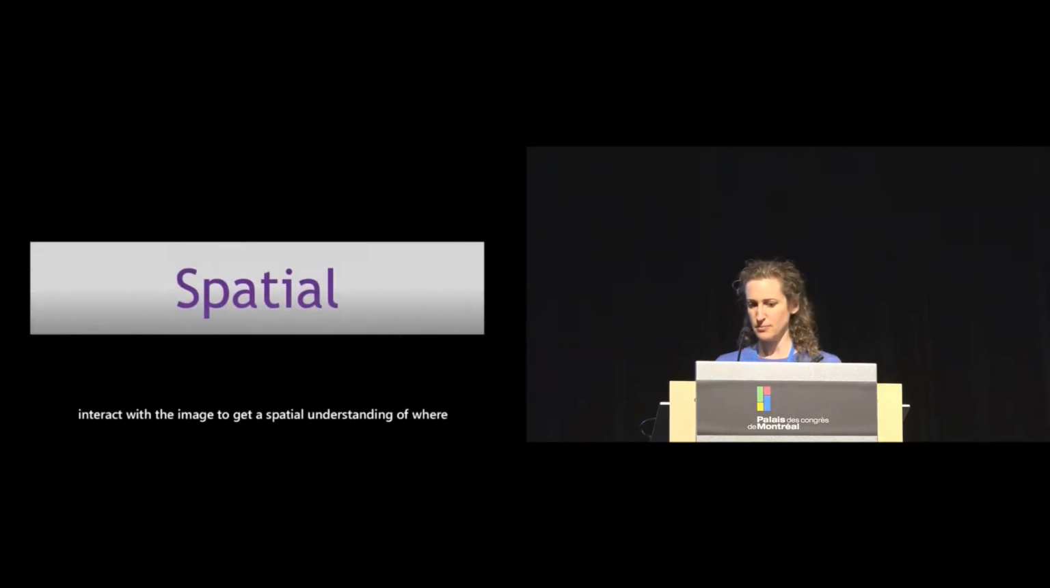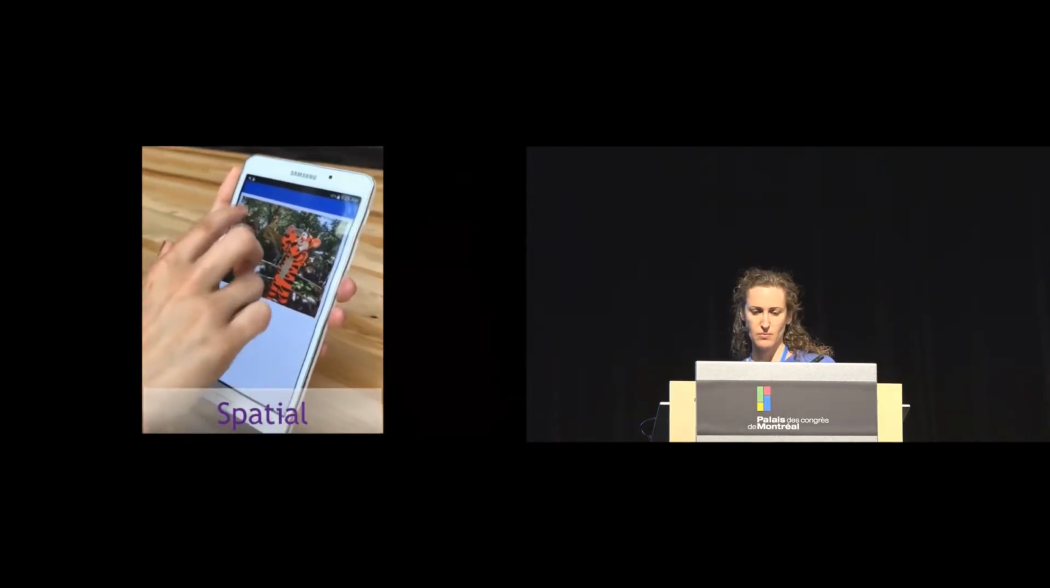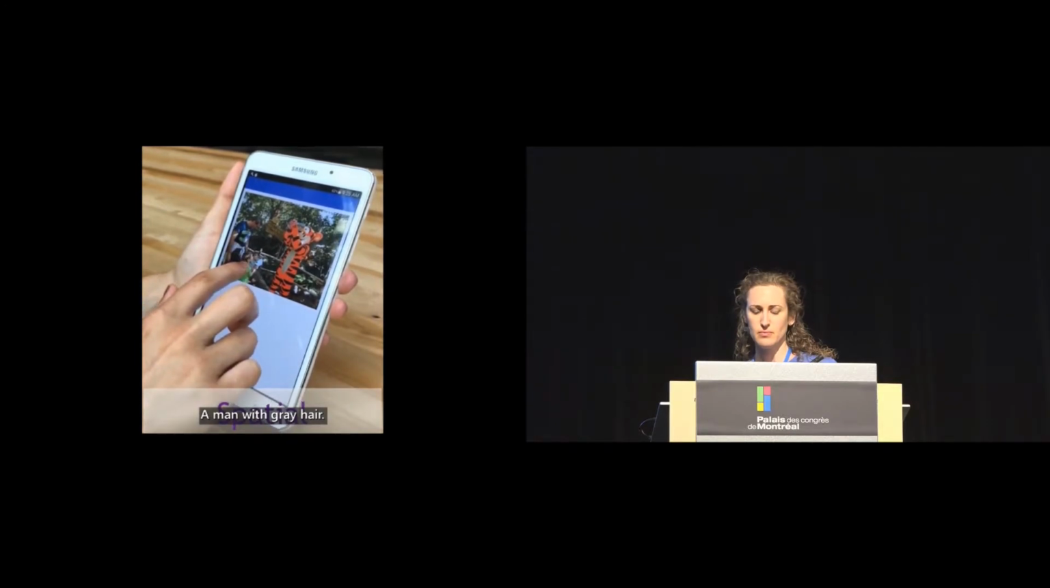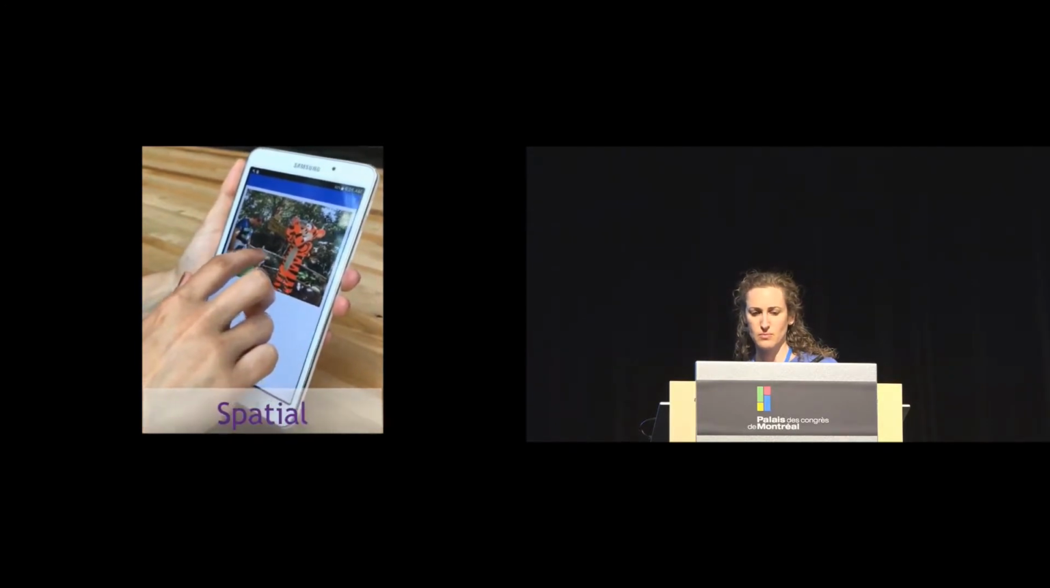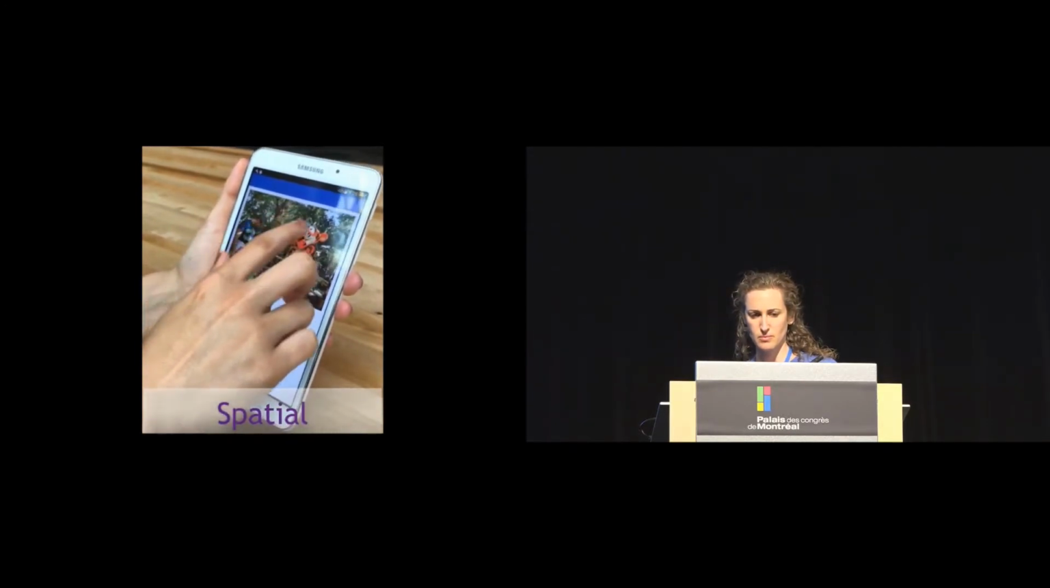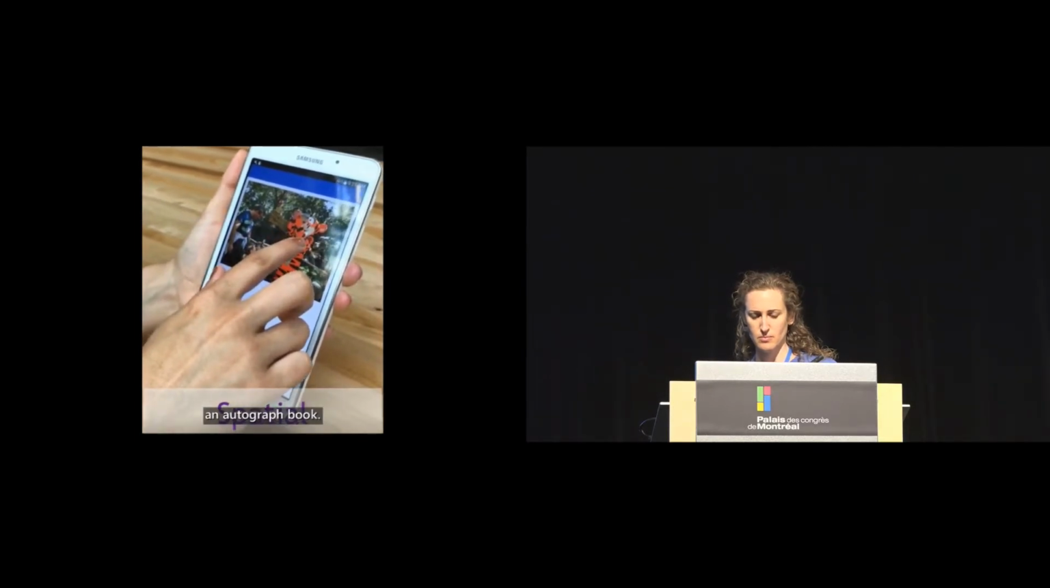Interact with an image to get a spatial understanding of where everything is by just dragging your finger. She runs her finger over different areas of the photo. A man with gray hair. 2 small children holding autograph books. A person wearing a Tigger costume signing an autograph book.